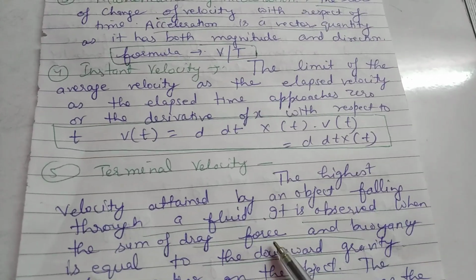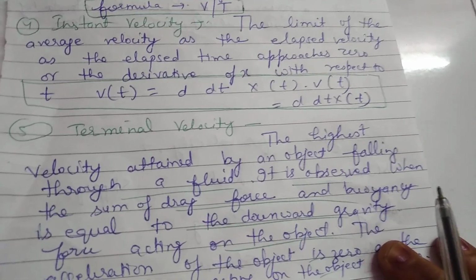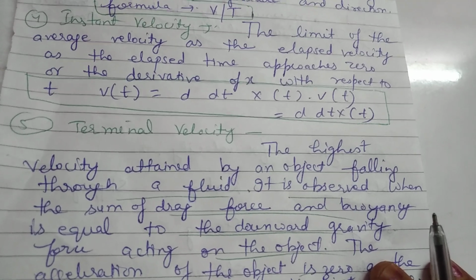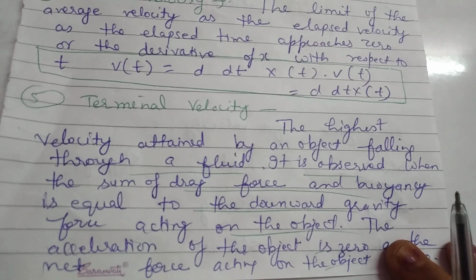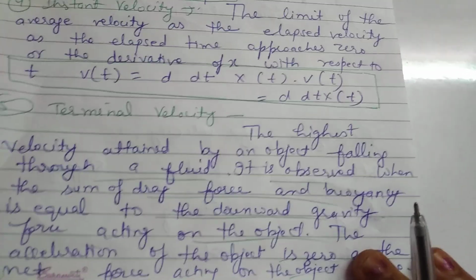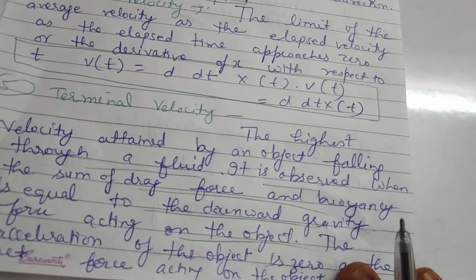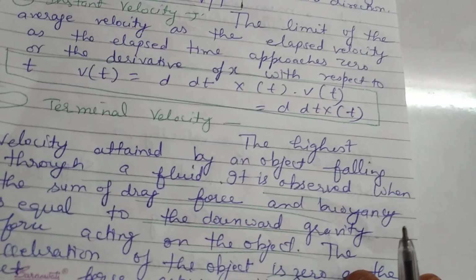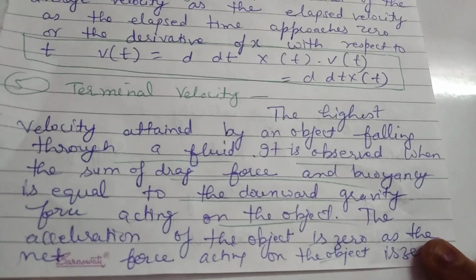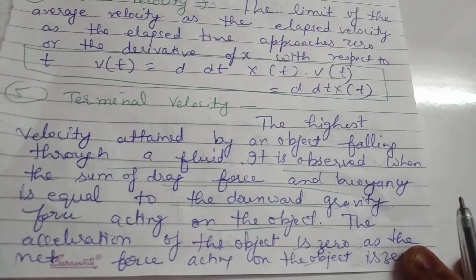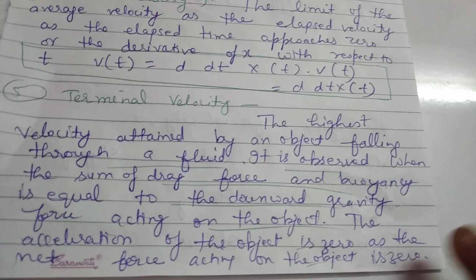Number 5, terminal velocity. The highest velocity attained by an object falling through a fluid, it is observed when the sum of drag force and buoyancy is equal to the downward gravity force acting on the object. It means the acceleration of the object is 0 when the net force acting on it is zero.